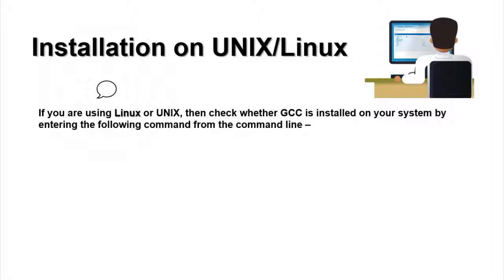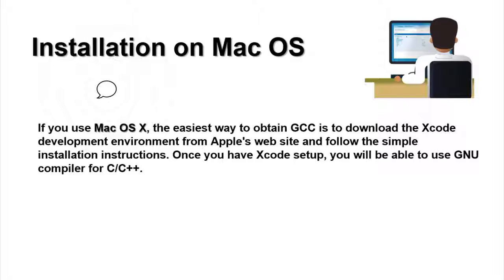Installation on Unix/Linux. If you are using Linux or Unix, then check whether GCC is installed on your system by entering the following command from the command line: gcc -v. If you have the GNU compiler installed on your machine, then it should print a message as follows. If GCC is not installed, then you will have to install it yourself using the detailed instructions available at this link: https://gcc.gnu.org/install/.